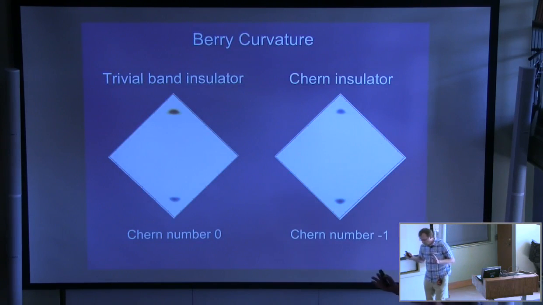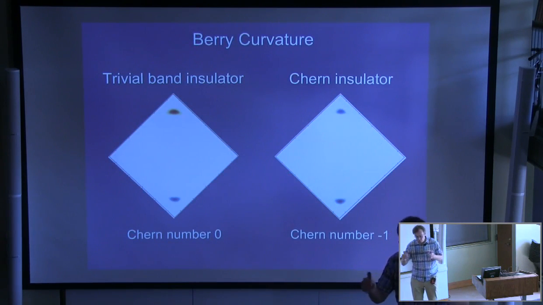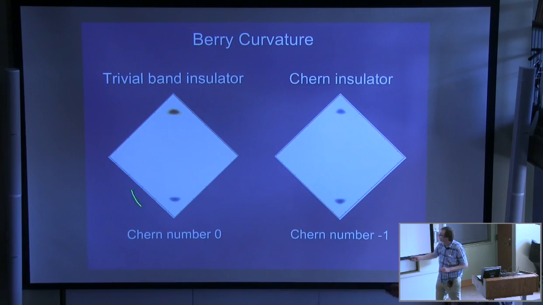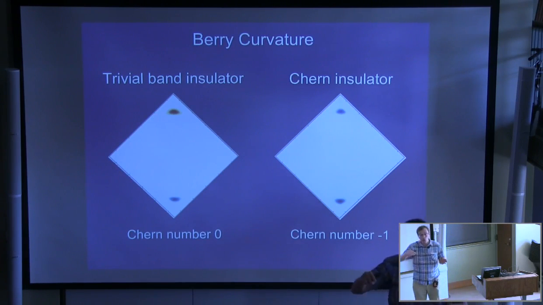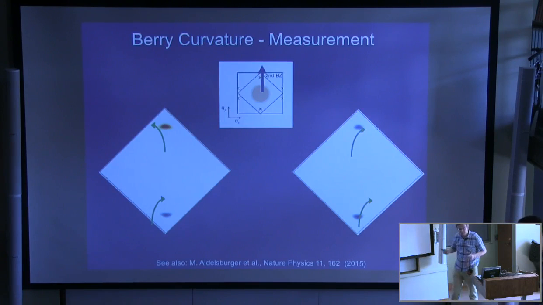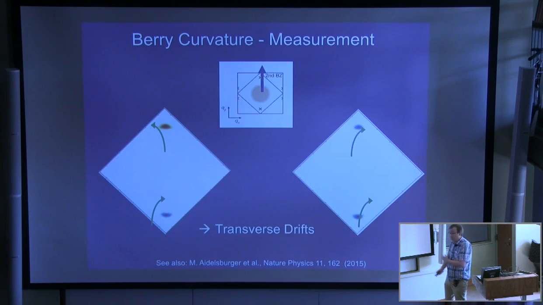And in this way, we can now do the following experiment: we can produce two band structures. So either we shake in phase, and then we expect a trivial band insulator, or we shake out of phase and break time reversal symmetry. And then what we do in the experiment is we measure again the displacement of the cloud. So we move the atoms up, and then we take an image.